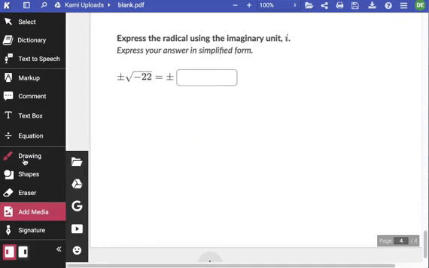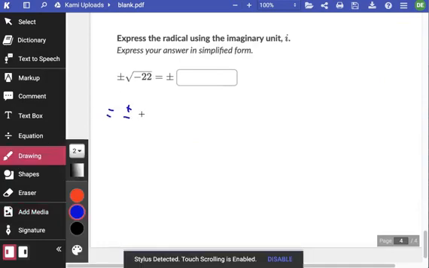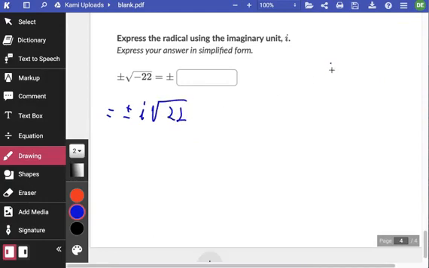Let's do one more. So on this one, positive and negative i times the square root of 22. And then we think about 22 and its factors. Well, that would be 1 times 22 and 2 times 11. None of these numbers are perfect squares. So we're done here. So we have positive and negative i times the square root of 22. We leave it just like that.